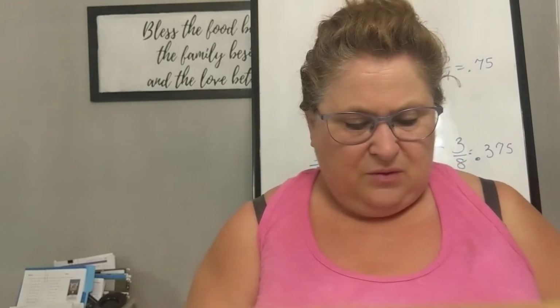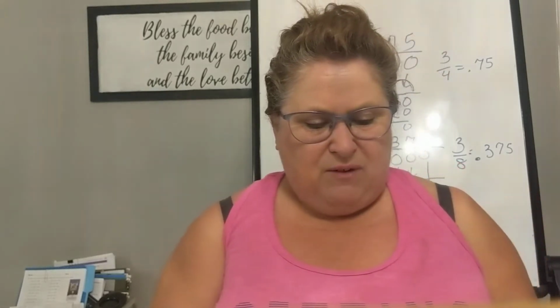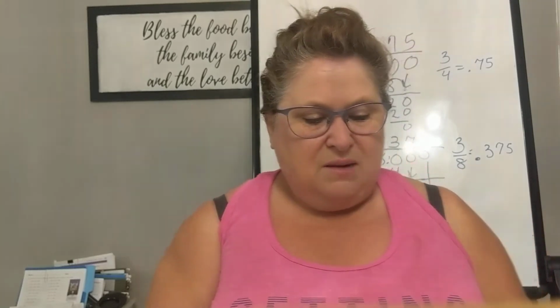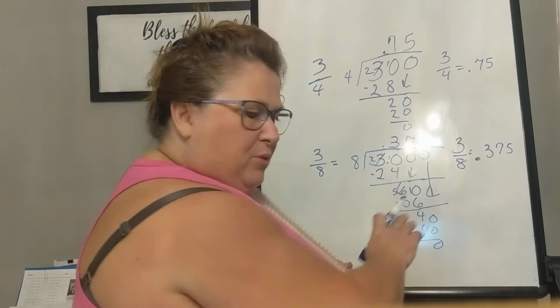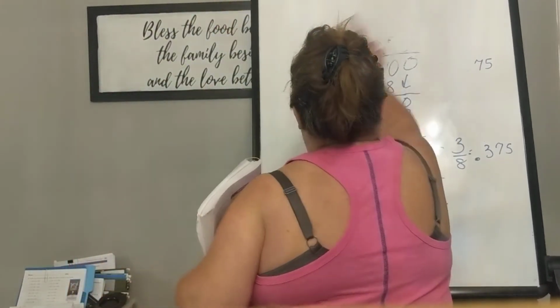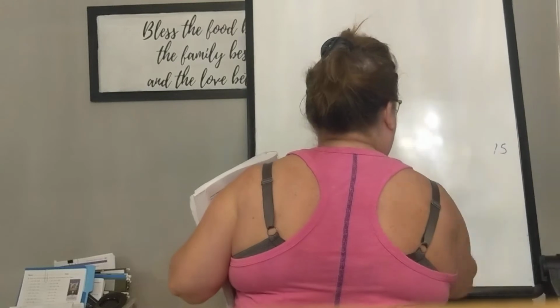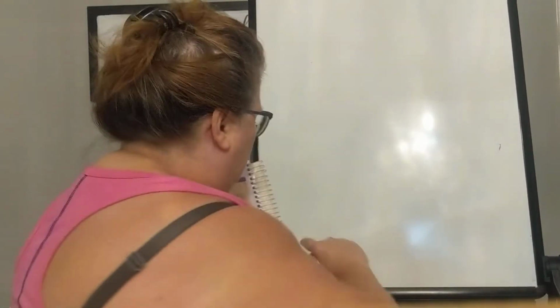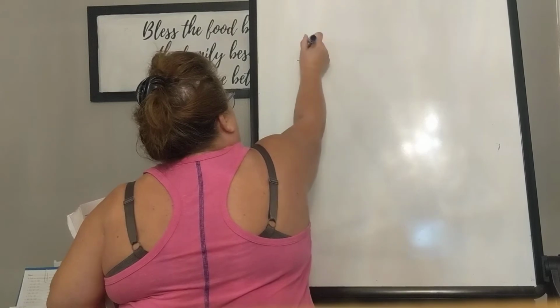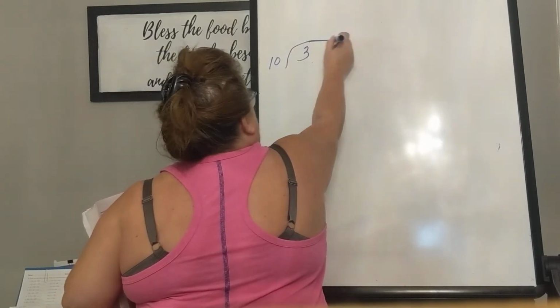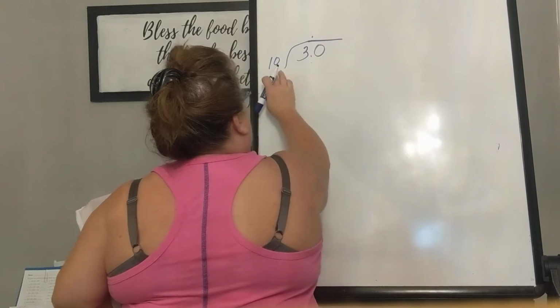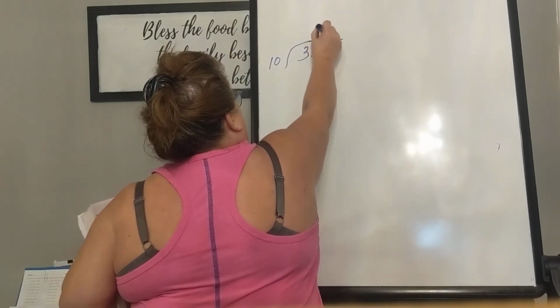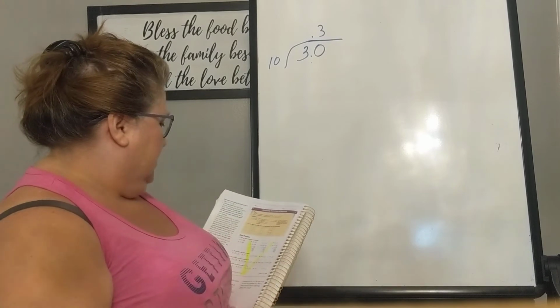Looking at the top, it says change these fractions to decimals. Well, 1/4, it tells us up there, is 0.25. Letter B, 3/10. Does it give us 3/10 up there? Nope. So for 3/10, we're going to say 3 divided by 10. That's our 0. 10 will go into 30 how many times? 3. So 3/10 equals 0.3.